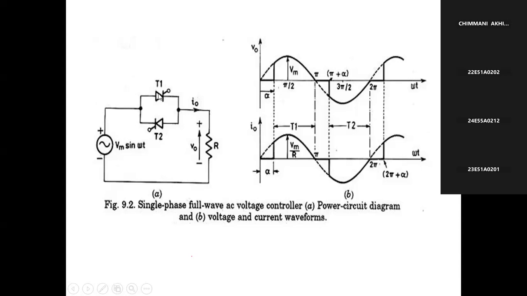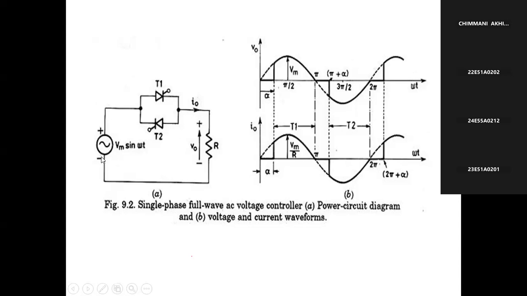Now I am giving the firing pulse to T1. I am not switching on T2. Only T1 I am giving firing pulse. Let us take alpha equal to 45 degrees or 60 degrees. I am giving the firing pulse to T1 at 60 degrees on the x-axis. So T1 is on, T2 is open. We are not giving firing pulse to T2.